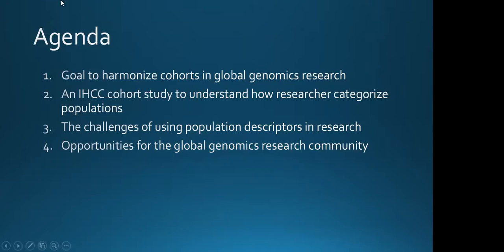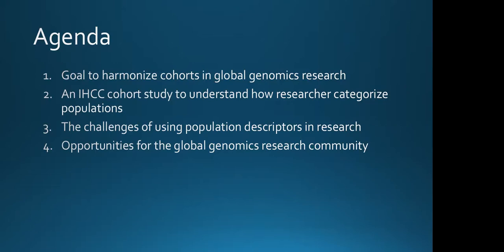So I was asked to build on my presentation to the IHCC a few weeks ago and to discuss race, ethnicity, ancestry, and data collected to explain what labels are used in genomic studies of populations. And so I'll discuss goals to harmonize cohorts in global genomics research. I'll describe an IHCC cohort study and discuss the challenges of using population descriptors in research, as well as opportunities for the global genomics research community.